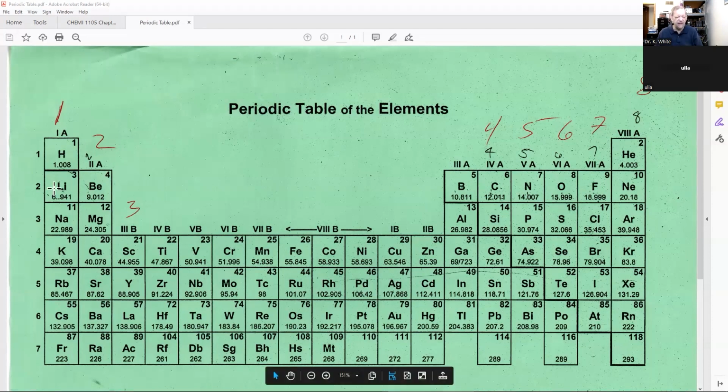Now, when you go from the left to the right, the electronegativity increases. Oxygen has a higher electronegativity than hydrogen, which is quite important in our daily life. And as you go from the bottom to the top, the electronegativity increases. Fluorine is more electronegative than chlorine. Chlorine is more electronegative than bromine.